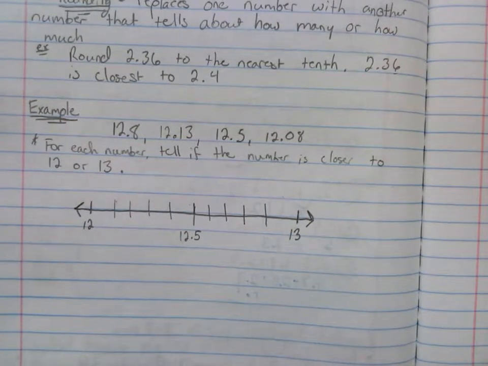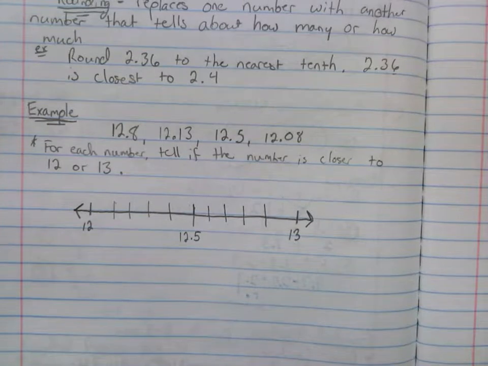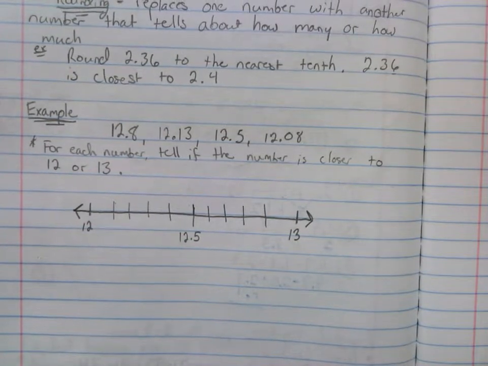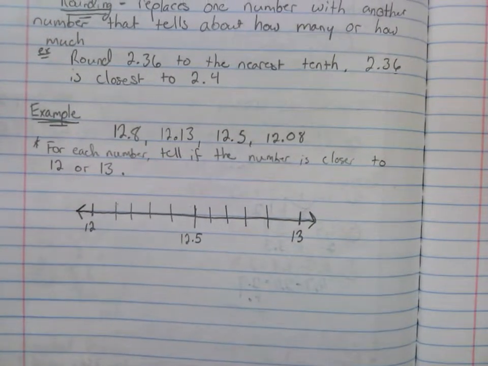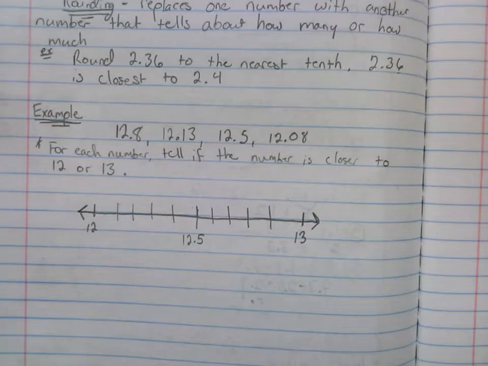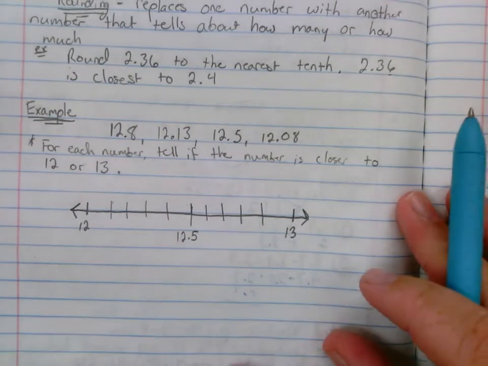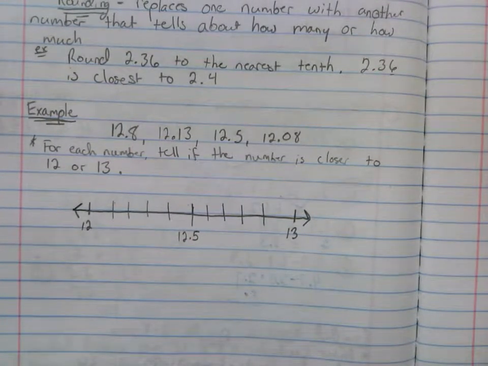Okay, now that we have our number line recorded and we have it drawn out, the first thing we need to do is place these 4 decimals on our number line. So I'm going to use a color pen so they stand out to you guys. And the first thing I'm going to do is find 12 and 8 tenths.